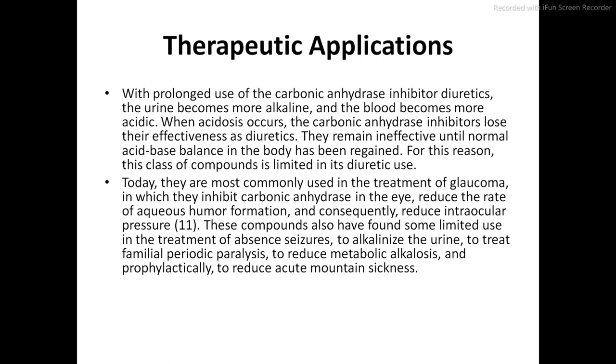So if we use these carbonic anhydrase inhibitors repeatedly, this is a side effect: they do not show the diuretic activity, because with continuous use the urine becomes alkaline and the blood becomes acidic. When the blood becomes acidic, that term is called acidosis. In the acidosis condition, the carbonic anhydrase inhibitors lose their effectiveness as diuretics. They remain ineffective until normal acid-base balance in the body has been regained. For this reason, this class of compounds is limited in its diuretic use.